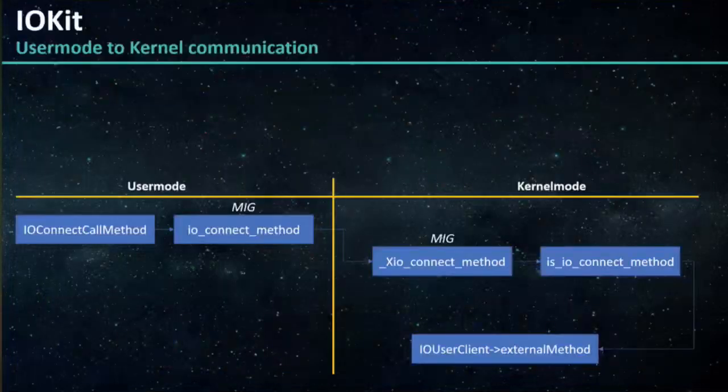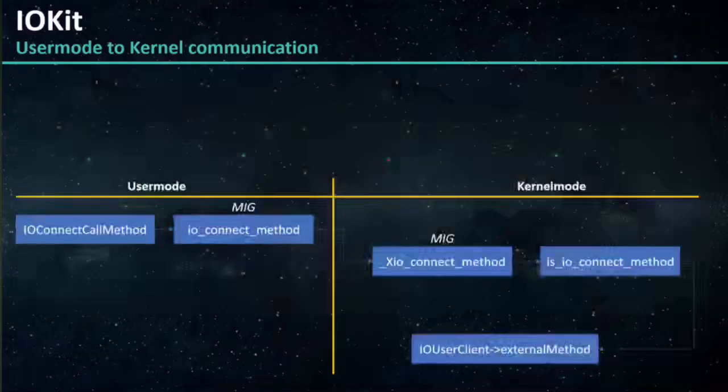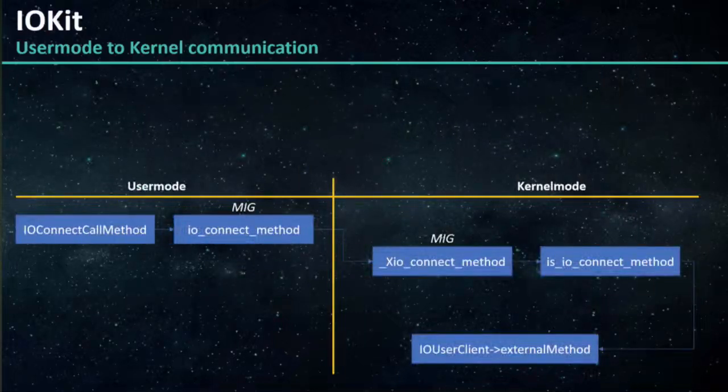So again, the whole flow: user calls IOConnectCallMethod. We see it here, IOConnectCallMethod, which calls the MIG function, io_connect_method, which calls mach message. It wraps into the kernel. The kernel gets into is_io_connect_method, which eventually calls the driver's external method implementation. So far, that's everything about the code. Now let's see how it actually looks in the binary.